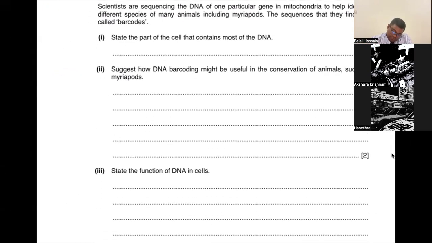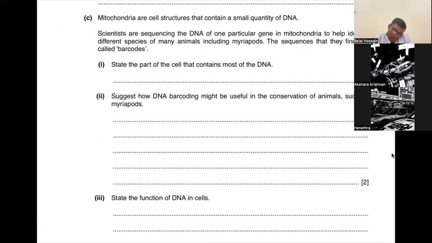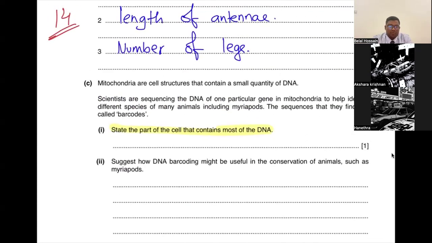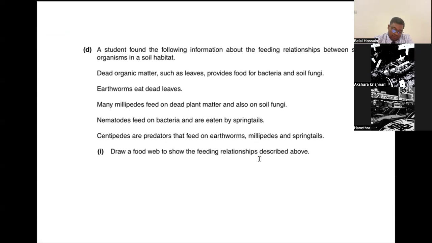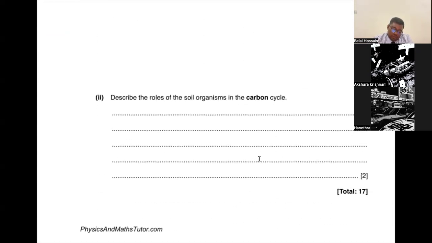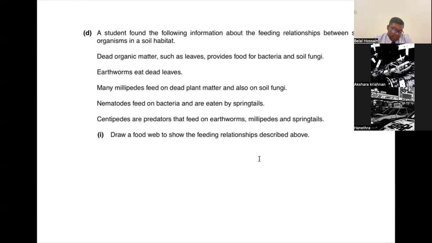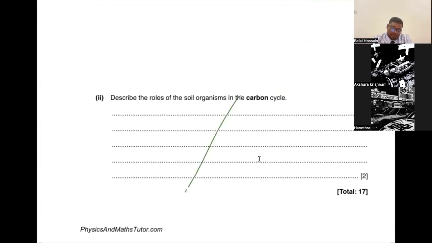State the part of the cell that contains most of the DNA. Which part of the cell contains most of the DNA? The nucleus. Please be quicker in answering the question. Describe the roles of soil organisms in the carbon cycle. This one is finished, these are not from this chapter. The carbon cycle is not from this chapter.